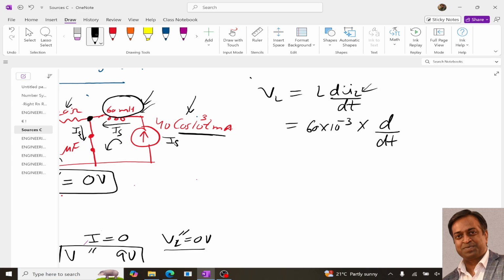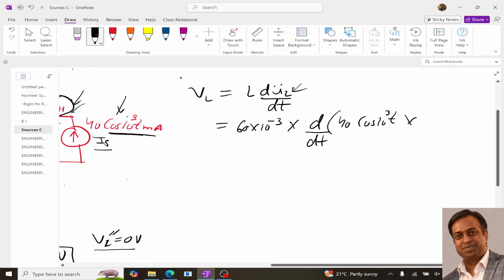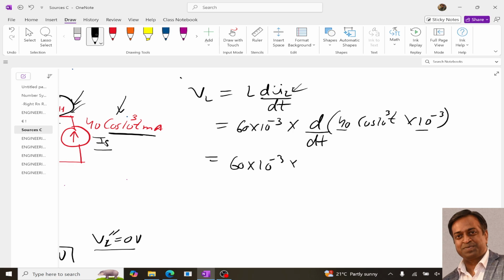What is IL? IL is the current flowing through the inductor. So it will be the differentiation of 40 cos 10 power 3 t into milliampere. So we need to convert it into ampere, so it is this. Now if I differentiate this, the 40 and 10 power minus 3 are constants, so I can bring them out of the differentiation. So it will be 60 into 10 power minus 3 into 40 into 10 power minus 3 into differentiation of cos 10 power 3 t.